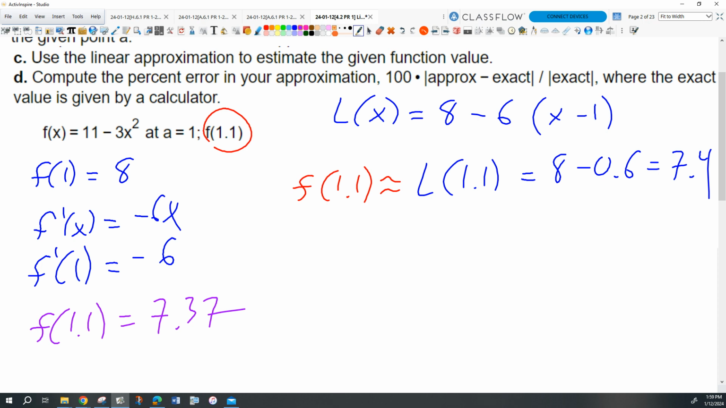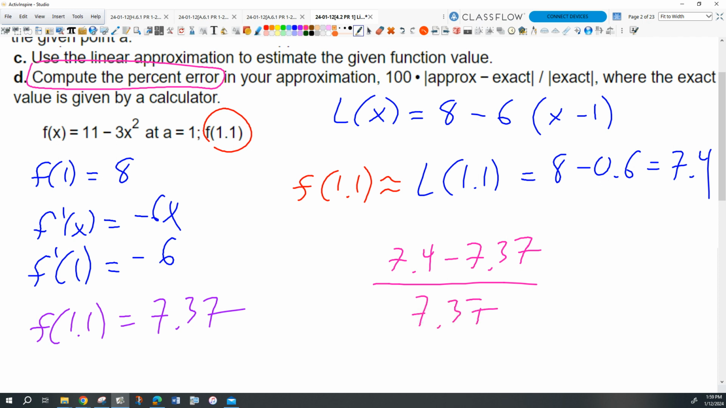So if we want to compute the percent error, let's do that down here. First of all, the relative error would just be approximate minus exact. So that's going to be 7.4 minus 7.37, divided by the exact. Okay, so what's the exact? Well, the exact in this case is 7.37.